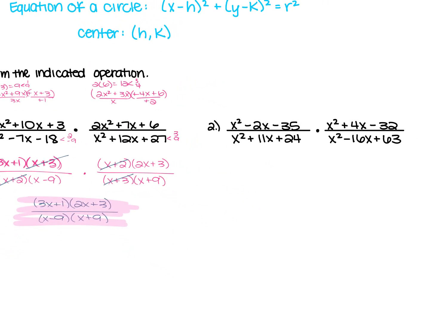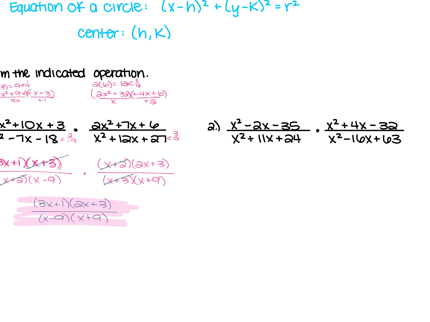If we look at the next one, number 2, again, number 2 is going to be more similar to what you're going to see on your quiz. So what that means is that within your numerator and your denominator, you're not going to have an a that's something other than 1. You'll be able to factor just by taking the factors of your c term that add up to be your b term. So with 2, you have x squared minus 2x minus 35 over x squared plus 11x plus 24 times x squared plus 4x minus 32 over x squared minus 16x plus 63.